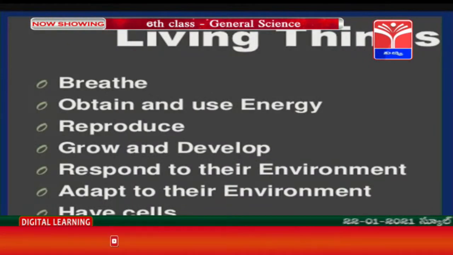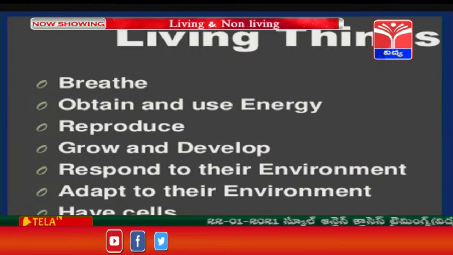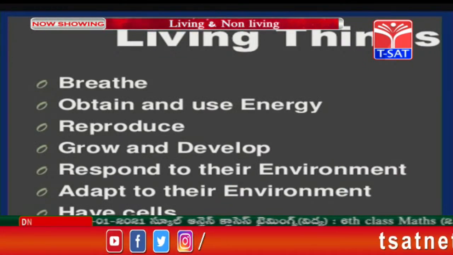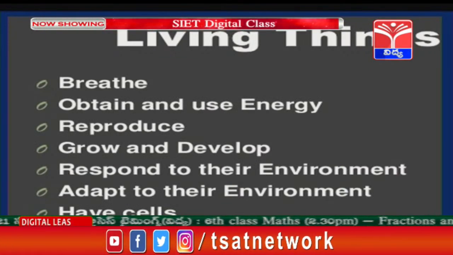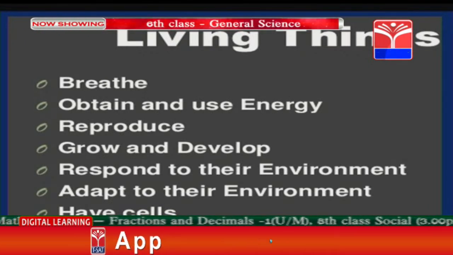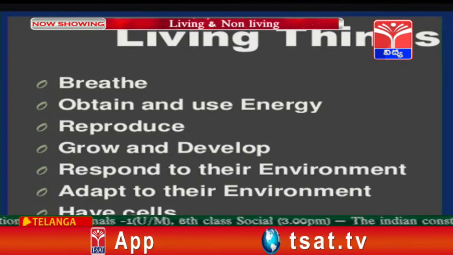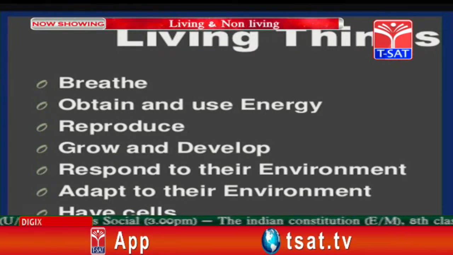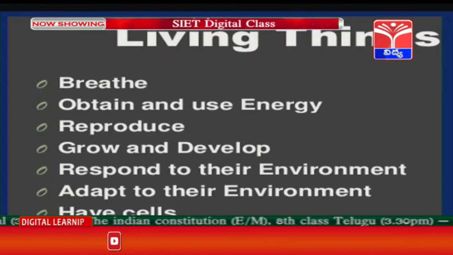Now the next one here: living things breathe, living things obtain and use energy, living things have the capacity to reproduce, living things grow and develop, living things respond to their environment and adapt to their environment. They also have cells in them.